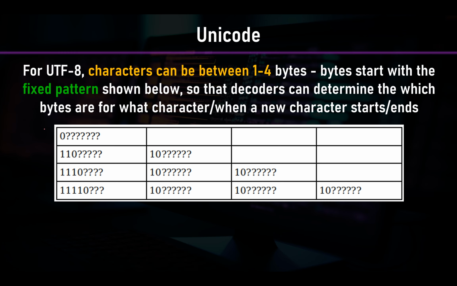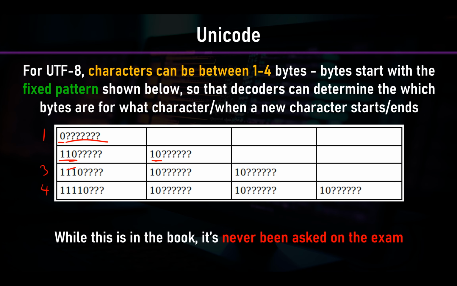So if it's a 1 byte character, then it's going to start with 0, and then it can have any bits here. Of course, if it's a 2 byte character, it's going to start with 110, and the second byte is therefore going to start with 10, etc. for 3 and 4 byte characters. While this is in the book, again, it's never been asked in the exam, but hopefully people understand what that's saying.